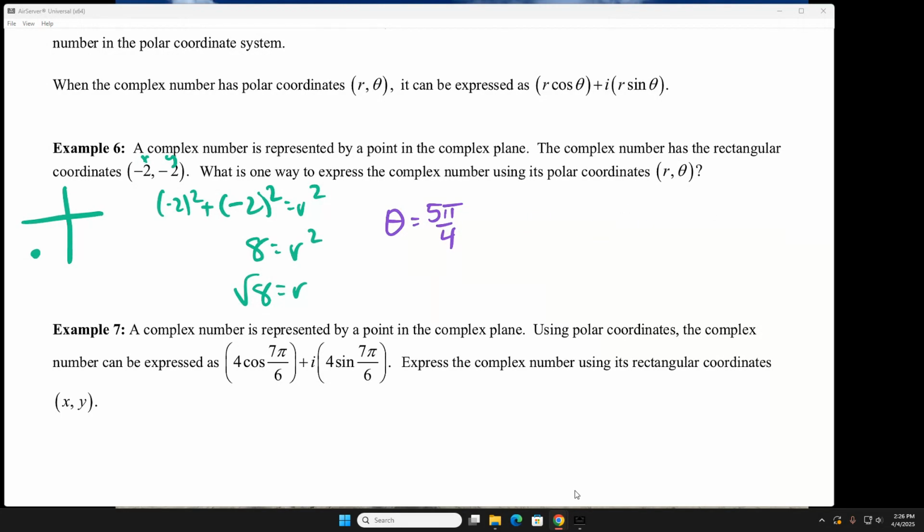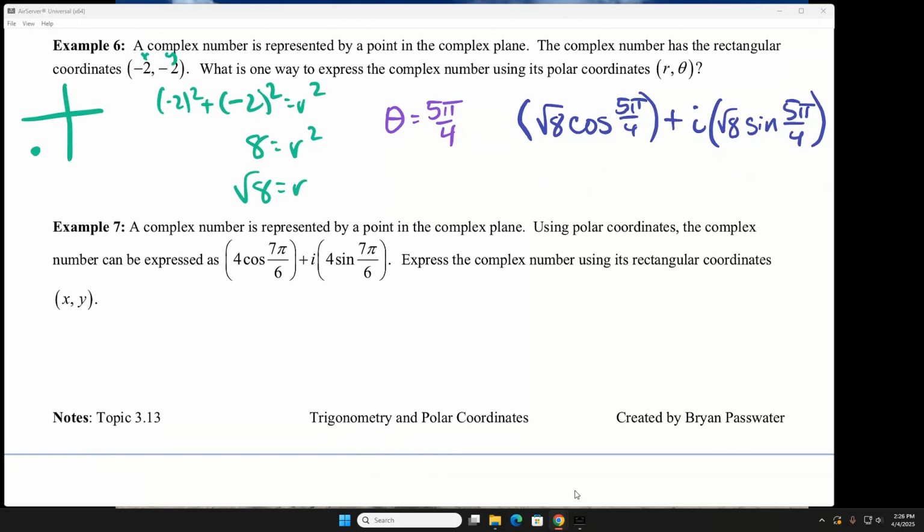In the place of r, we're going to put the square root of 8. And then it's cosine, and in the place of theta, we're going to put 5 pi over 4. There we go. And then plus i, that imaginary unit, and then in the place of r, we're going to put square root of 8, and in the place of theta, we're going to put 5 pi over 4. All right, and then we're going to go the other way also, and so this time it's represented polarly, and then we're going to represent it rectangularly.